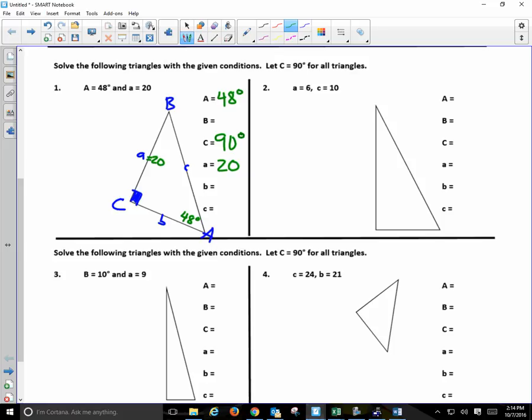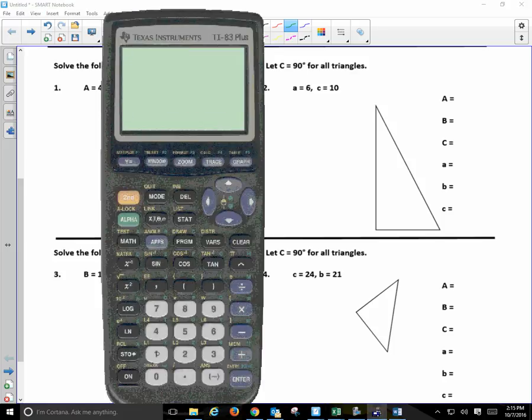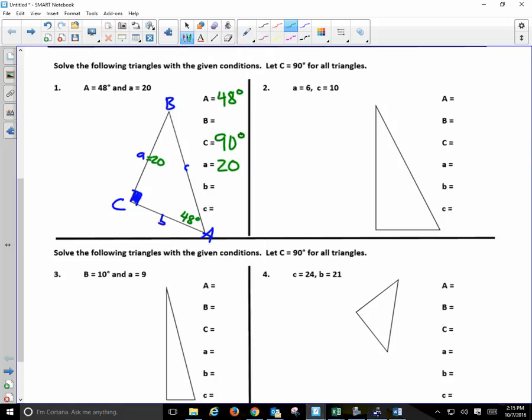True or false? It's easy to find angle B. Yeah, why? Because all the angles of a triangle add up to 180. So let's just subtract those from 180. 180 minus 90 minus 48, and we get 42. If you don't come up with your third angle, you're not trying hard enough. We can all do that too, right? Now here's where it gets more complicated.